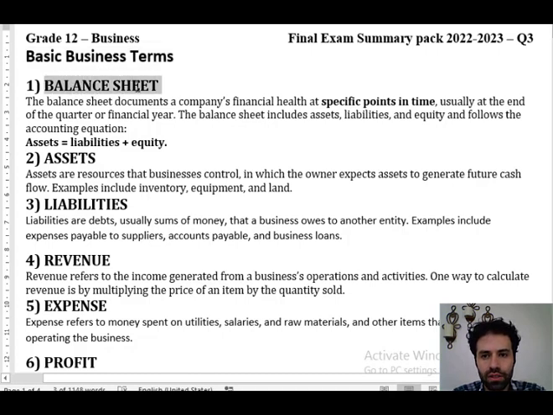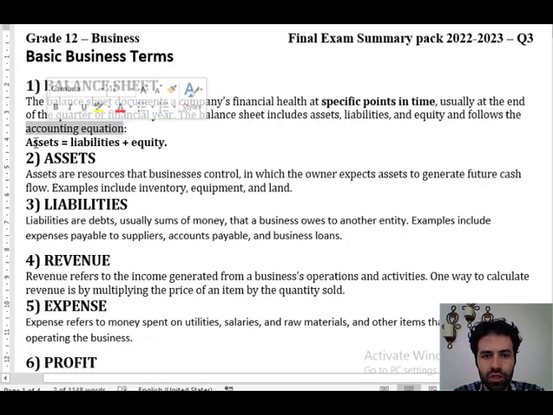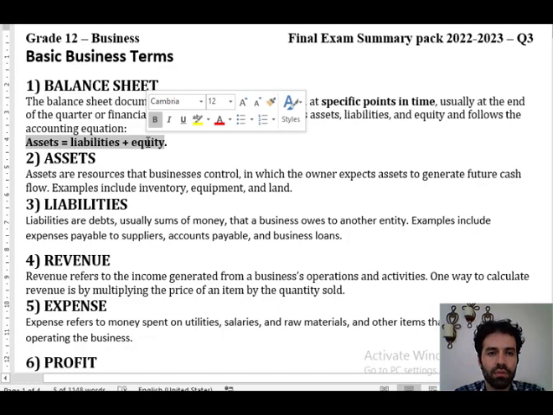A balance sheet is actually a document that shows a company's financial health, or let's say it shows the accounting equation of a company, which there's a formula called the assets equals liabilities plus the equity.